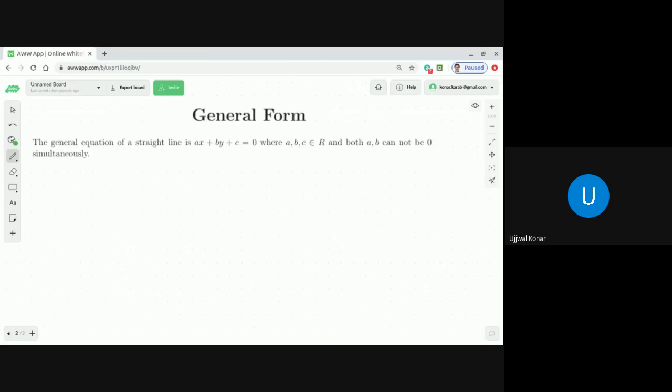Now let us assume that A is the straight line whose equation is of the general form ax plus by plus c is equal to 0. Then we can calculate the following attributes of the straight line. Let me first show you this.